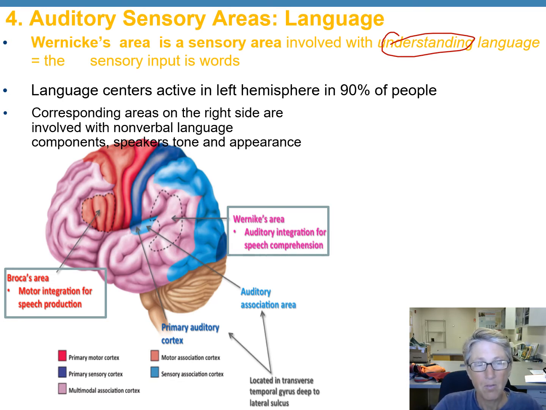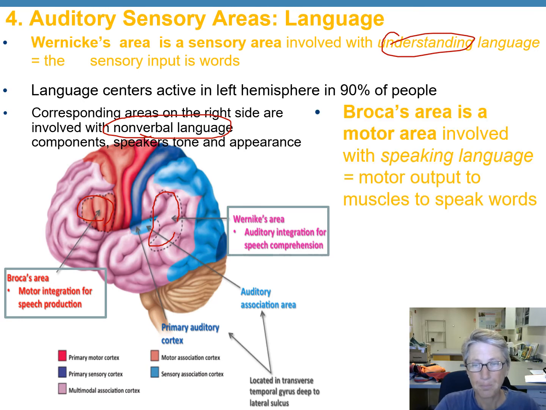And then in this area, if this is the left side for Wernicke's and Broca's area, on the right side you have areas that are not Broca's or Wernicke's areas, but you still have corresponding areas on the right side that are involved with nonverbal language. So the speaker's tone, how the speaker appears to you. Okay, and we talked about Broca's area is involved in speaking language.